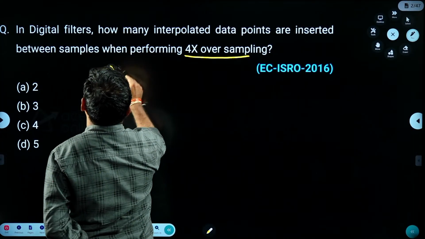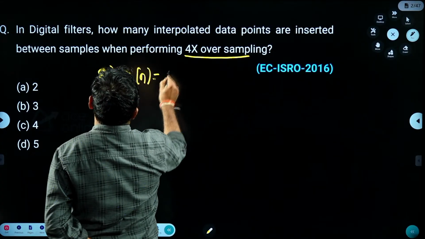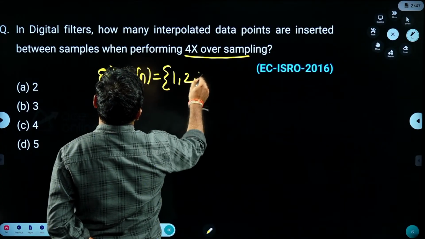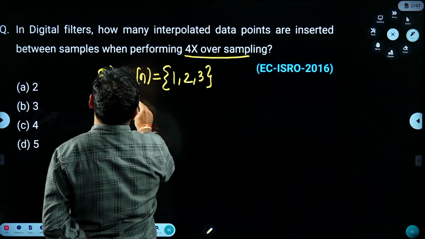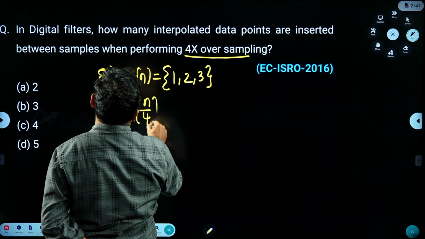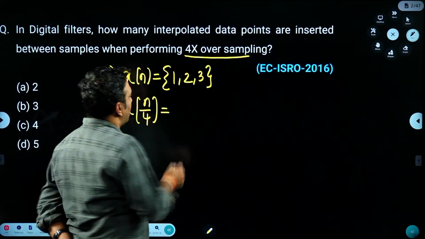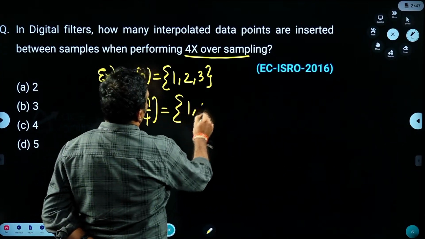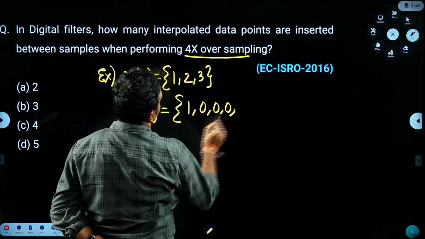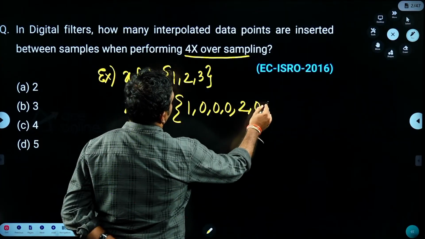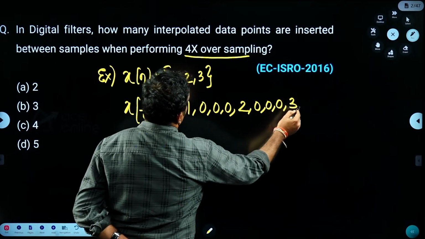Let us take a simple example. Suppose x of n data is 1, 2, 3. For x of n by 4, because you want to interpolate 4 times over sampling, we are inserting 3 zeros in between.